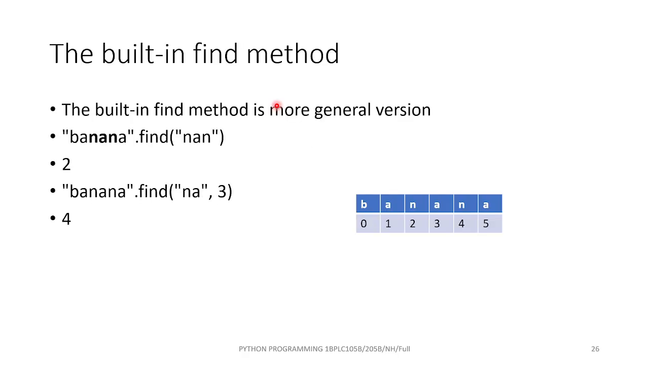The find function's purpose is to return the position of a match. Is NAN there in banana? If yes, where? NAN is there in the string, position is 2. Whether NA is there in the string? Yes. Where? In this position here. So why 4? Why not 1? Because you mentioned here to look for NA after the third position, from 1 onwards.